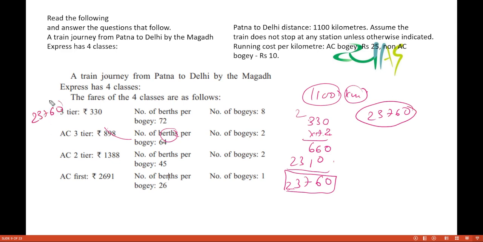Fine. For this one you will be getting how many rupees? 898 into 64. Now, see, if you want to simplify this calculation, you can multiply 800 into 60, and what is left? The left is 98 into 4. So you can calculate this. You can add this and calculate this.